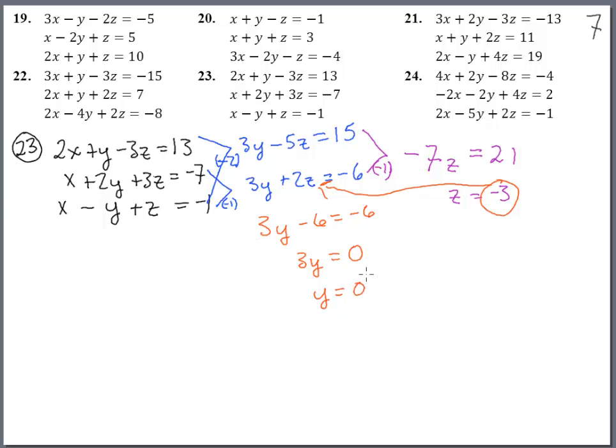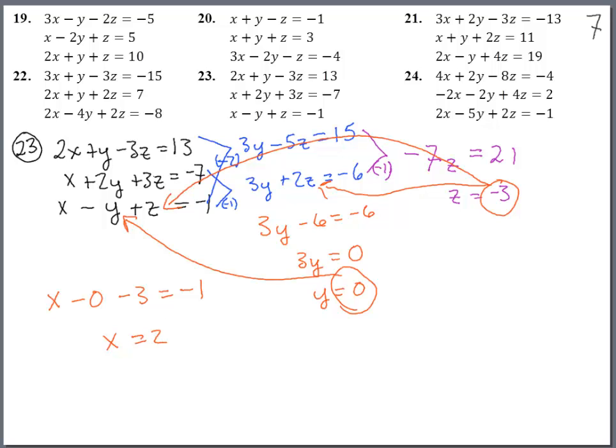So now we need to get x. Either one of these would work well with it. Let's take y equals 0 right there, and this one right there. So we get x minus 0 plus a negative 3 equals a negative 1. So that is x, add 3 to both sides, equals 2. Our solution then is 2, 0, negative 3.